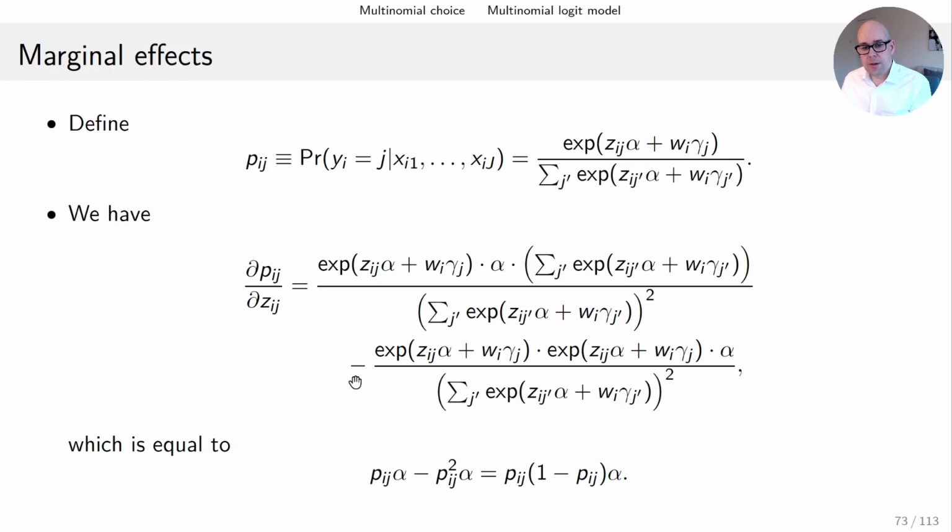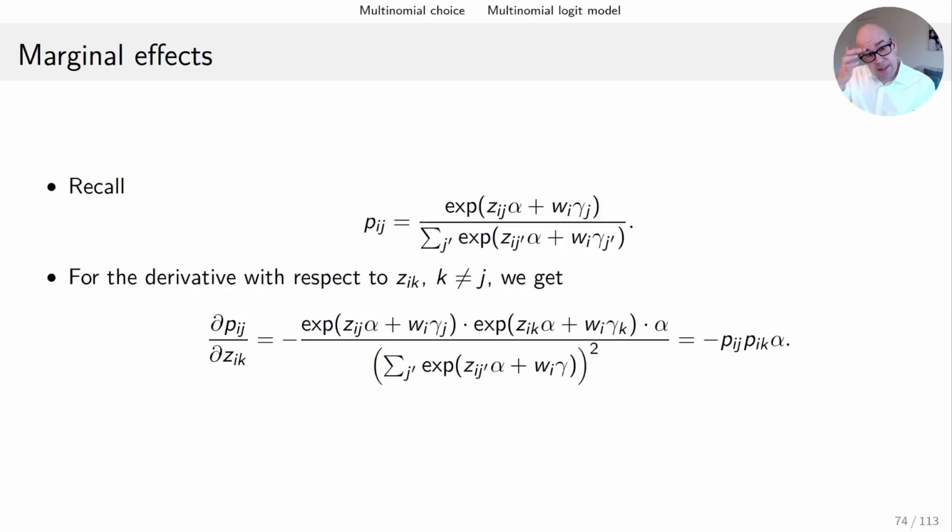So that's the first. And the second is minus. And what we do have here is this expression appears twice. Okay, so I'm getting Pij squared. And again, times alpha. So I can write this as Pij times 1 minus Pij times alpha. So this makes the parallel to the binary logit model very salient, because also there we had Pij times 1 minus Pij times alpha. With the one difference that we can now write this down for each j. And in the binary logit model, we just had a P.